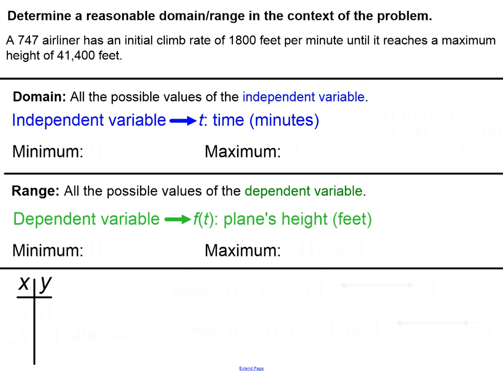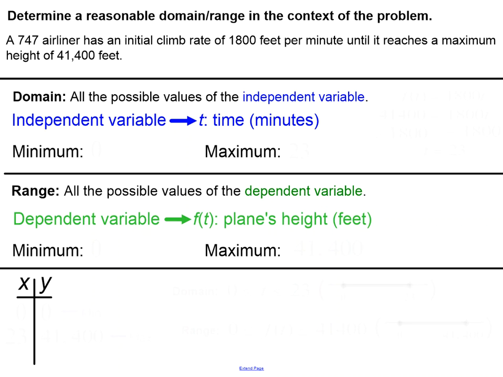So same situation. The 747 airliner is climbing 1,800 feet per minute, reaching a maximum height of 41,400. Basically, the domain is all the possible values of the independent variable. The range, all the possible values of the dependent variable. This domain is basically a minimum and maximum in the independent variable of the time. What's the minimum time according to this function? What is the maximum time? Now, same thing for the dependent variable.